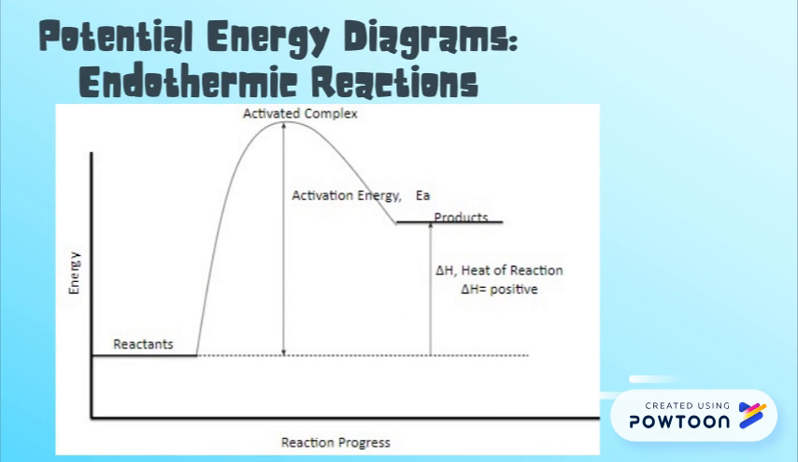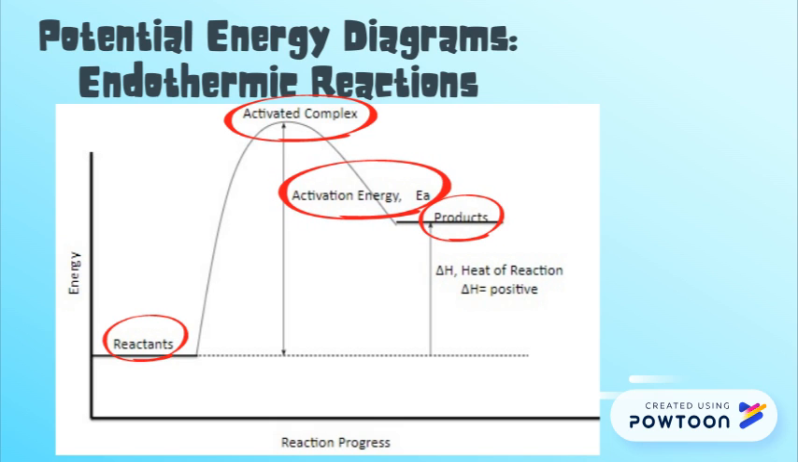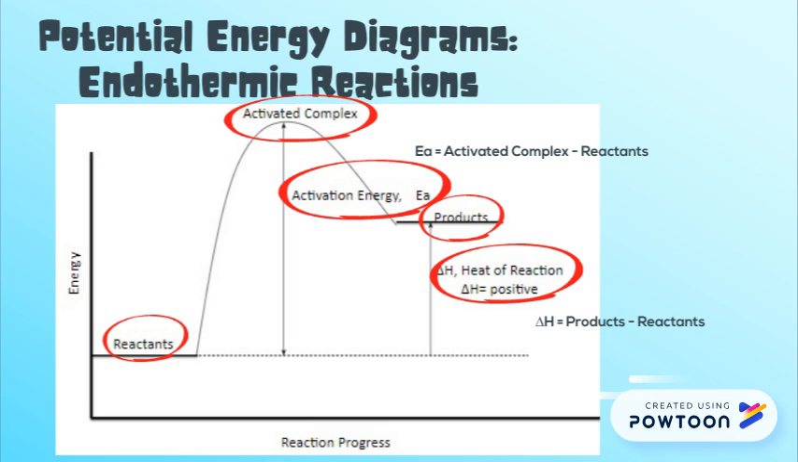This is a general pattern for an endothermic reaction's potential energy diagram. Noticing now our reactants start at a lower energy, our activated complex is still at the top of the hill, and our products on the right but higher in energy. Our activation energy and delta H are calculated using the same equations as before.